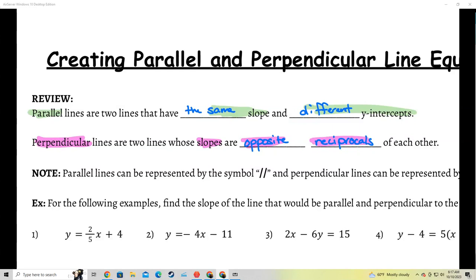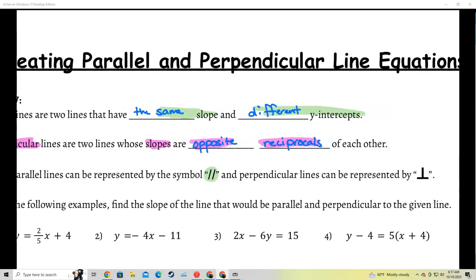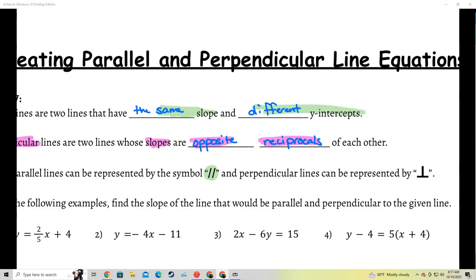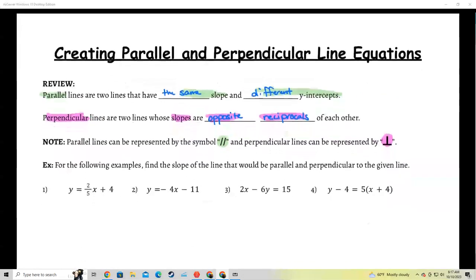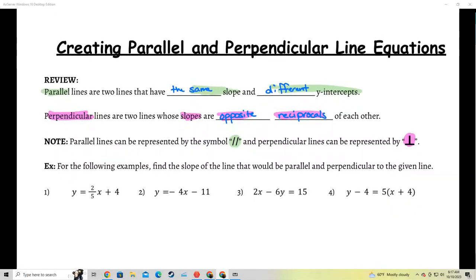Okay, so it says note, parallel lines can be represented with that double forward slash. So I'm going to go ahead and highlight this one. When I see that double forward slash symbol, you're going to know that that means parallel. And perpendicular lines can be shorthanded by writing that upside down T. That means perpendicular. I'm going to be using that a lot in these lessons. For the two double lines, you can tell they're parallel, right? And for the upside down T, they make perpendicular because they make a little 90 degrees right there.